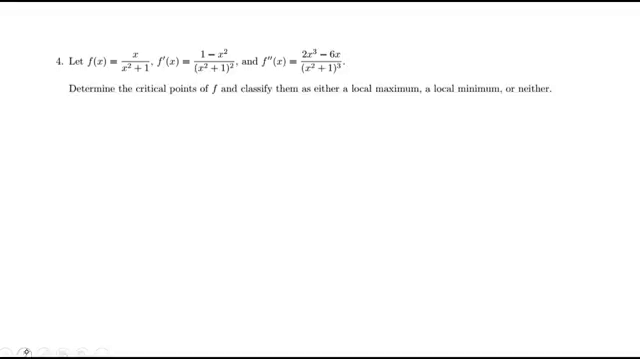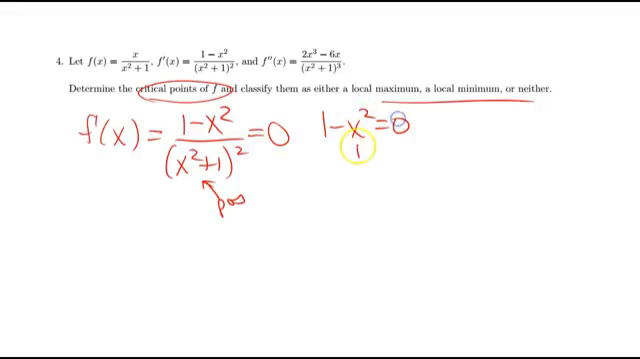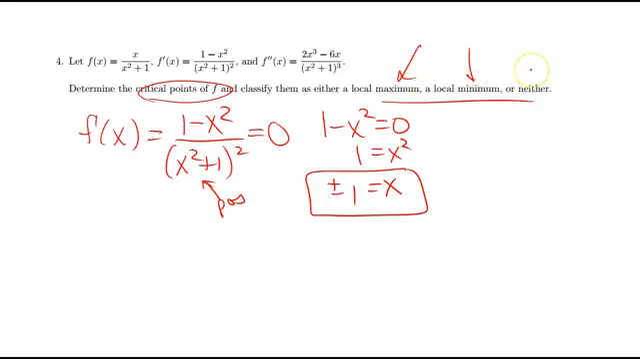Determine the critical points of f. They're giving you all these values, so you don't have to take the derivatives actually, but we want to find the critical points and then classify them. So I'm going to use the first derivative, and what you want to notice is that the denominator is always positive. So if you're trying to set this equal to 0 and figure out when it equals 0, you have to look just at the numerator, and what you'll find is at x equals plus or minus 1, those are going to be our critical points. So let's figure out if they're maximum, minimum, or neither.